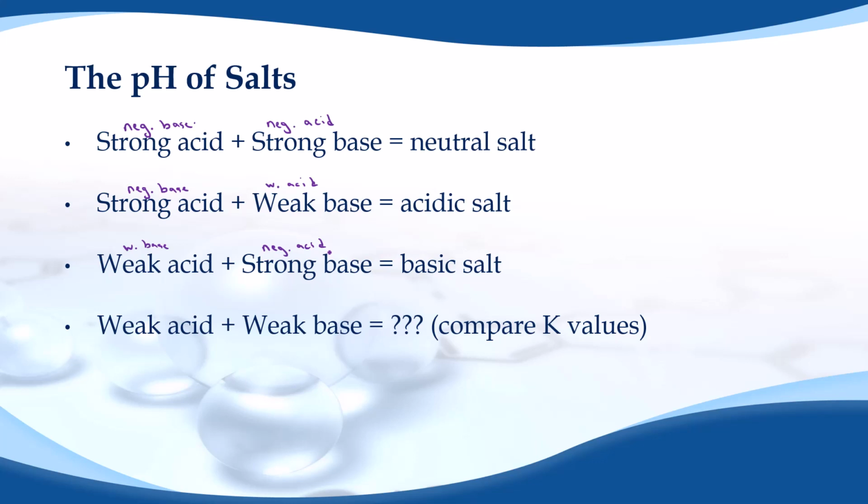But in reality, we never work with weak-weak combinations in the lab because we can't accurately predict, without having access to these constants, where equivalence is going to happen, what type of salt you're going to work with. So it's not really that useful. If we ever want to titrate a weak substance, we will always use a strong substance to pair it with so that we can at least know on which side of 7 the answer is going to be.